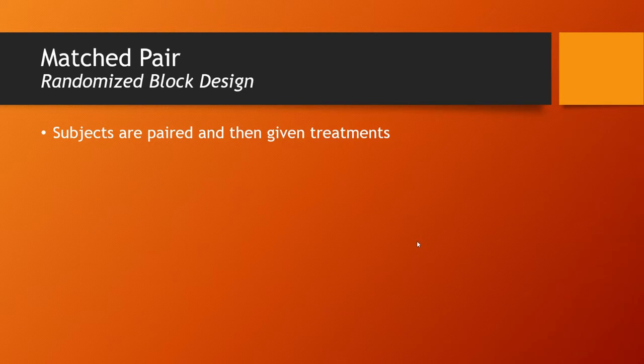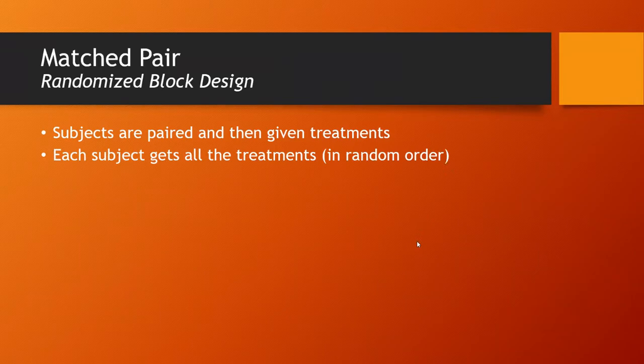So for our migraine medicine example, I could maybe pair the subjects by gender, age, weight, things like that, so that I could have two women about the same age, the same weight. Then I would randomly give one of them the migraine medicine and one of them the placebo. So again, you're trying to minimize any other uncontrolled variable, any confounding variable. The best matched pair is when each subject gets all the treatments in random order, of course.